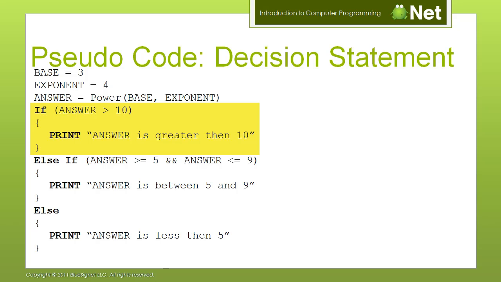is greater than 10. Now let's say that condition is false. Then we will fall through to the next condition. Else if answer is greater than or equal to 5, and answer is less than or equal to 9, which will set the values as either 5, 6, 7, 8, or 9. Then we will print to the user, answer is between 5 and 9. Now if that is false, we fall through to the next statement, which is the else statement, which is the catch-all. If everything else is false, then do this, and we just simply say that the answer is less than 5.